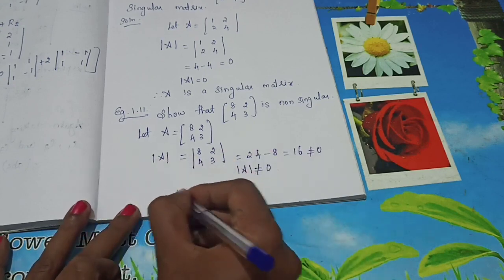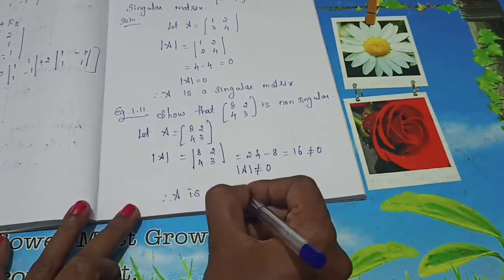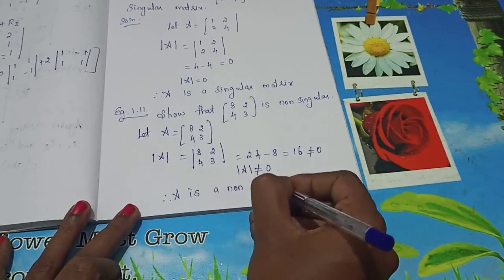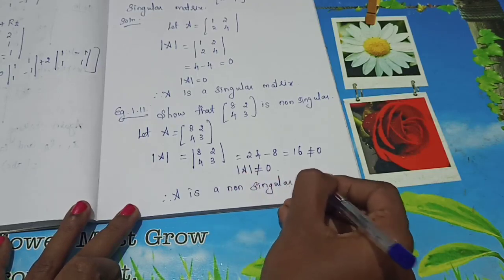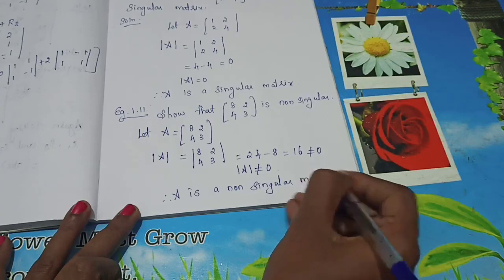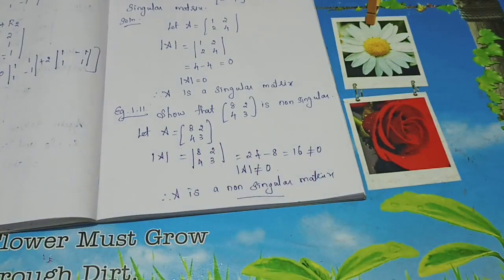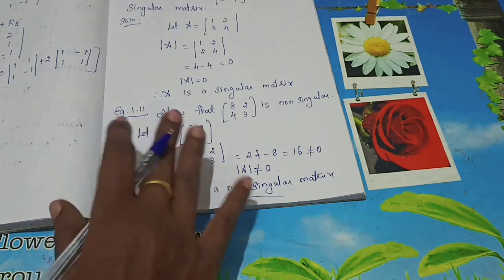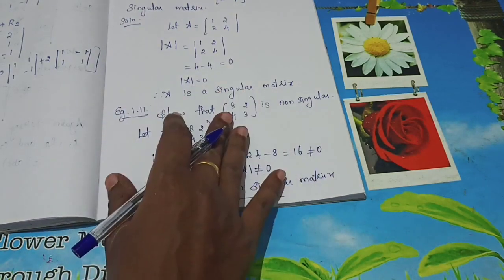Therefore, what is the answer? A is a non-singular matrix. Understand? I hope you got some idea. So this is all the things in singular and non-singular.